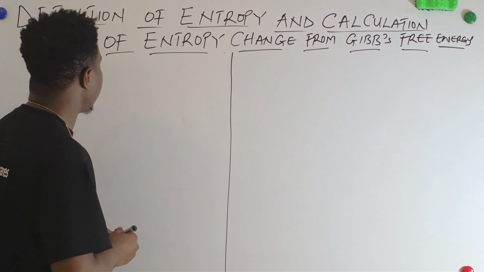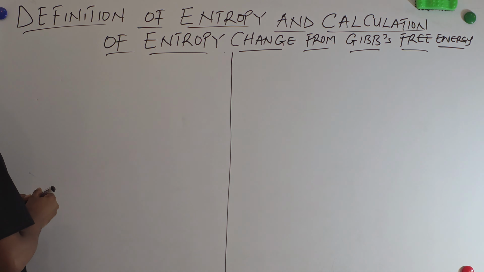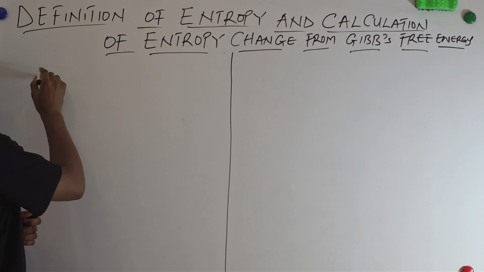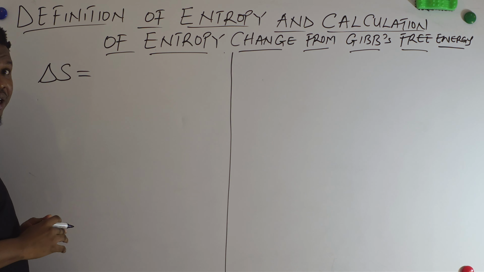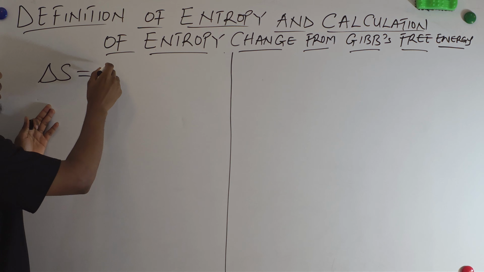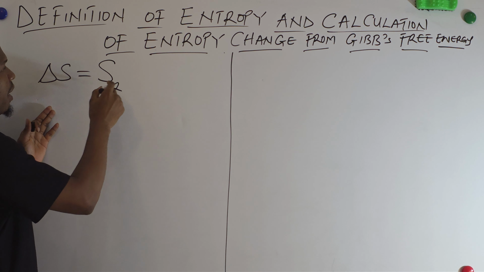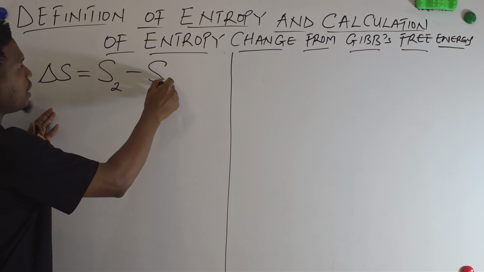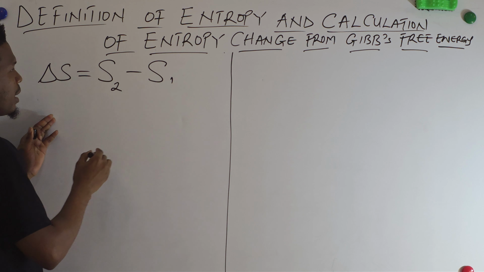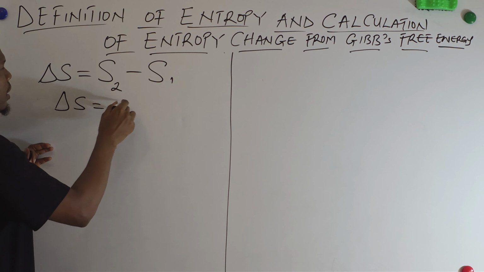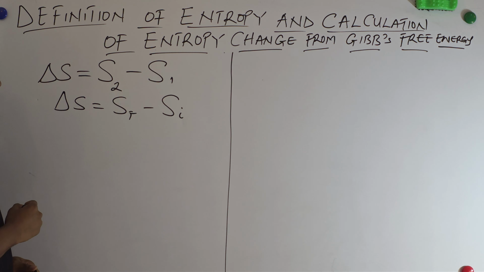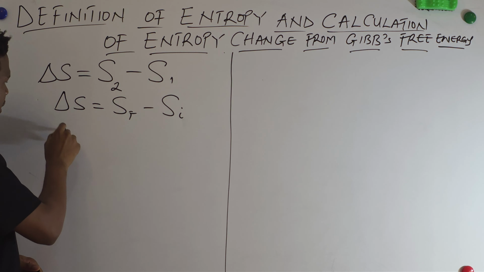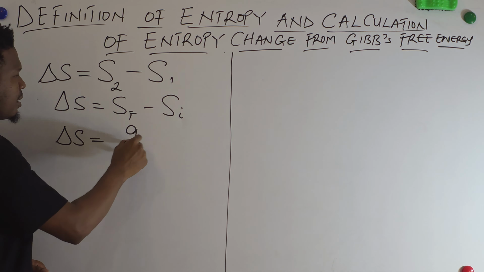Mathematically, we know that entropy is a state function, right? So it has an initial and a final state. So change in entropy is simply the final entropy minus what? The initial entropy. Or you can simply say that change in entropy is S final minus S initial.